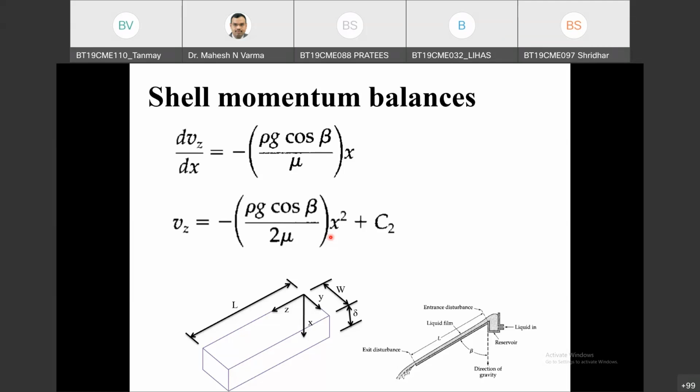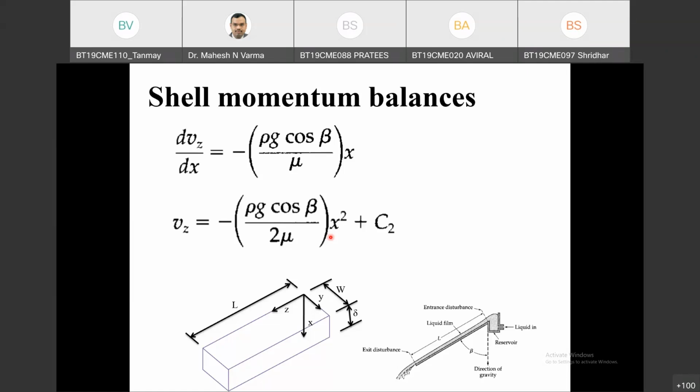Roll number 20, Aviral. Any velocity boundary condition is available to solve this problem? Yes, sir. We can say that at the bottom, velocity will be 0. Why? Sir, no slip boundary condition. No slip boundary condition. How to define that mathematically? Sir, mathematically.